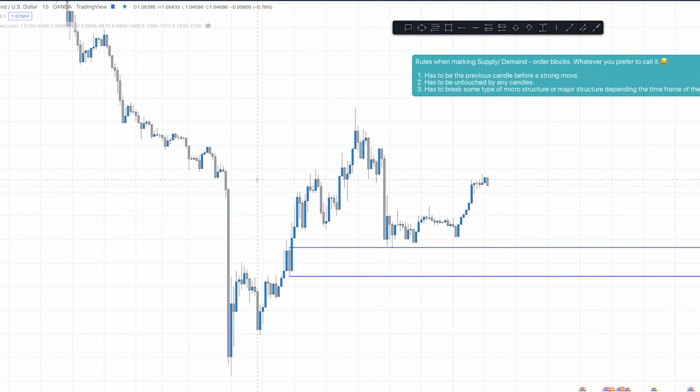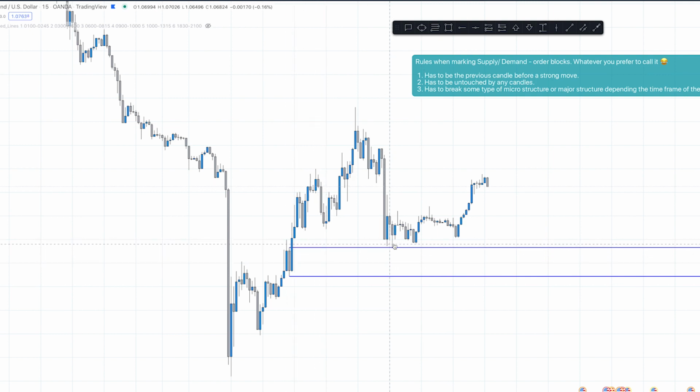So what that means is if we're here on the 15-minute and we're drawing a 15-minute zone, we have to break some type of structure on that time frame. And here we do, we break up the structure coming from the left. So this checks off all three categories, and this is a valid zone right here.